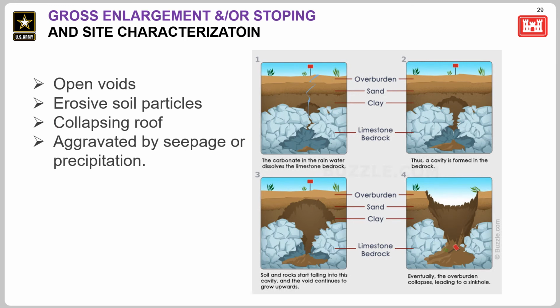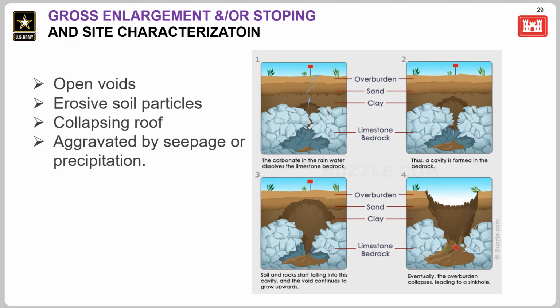So what do we look for when characterizing a site to determine whether internal migration, gross enlargement, stoping may happen? So we're looking for open voids, erosive soil particles, so we need to understand the material types. We need to think about, as there's a vertical progression under gravity, whether the materials above will be able to fall into the void, and whether there's any seepage or precipitation possible that could aggravate the situation. So remember, internal migration occurs when soil particles drop into an open defect and then are carried away by seepage to some other exit point.